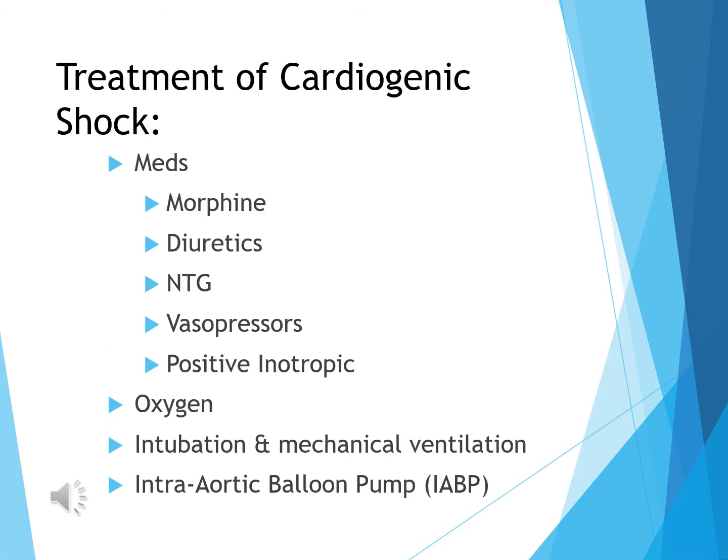Our treatment for cardiogenic shock includes medication, oxygen, intubation of our patient and mechanical ventilation, and an intra-aortic balloon pump. Some of the medications include morphine, diuretics, nitroglycerin, vasopressors, and positive inotropic drugs.